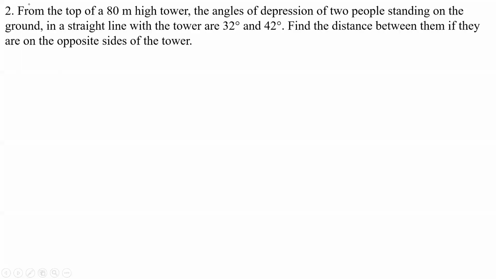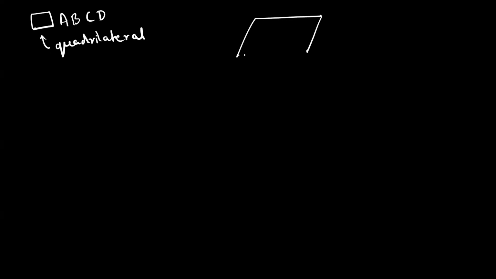Square ABCD is a parallelogram. No, it's not a square. Whenever you see A, B, C, D like this, this is called a quadrilateral. Quadrilateral ABCD is a parallelogram. The ratio of angle A and angle B of this parallelogram is 5:4. Find the measure of angle B.